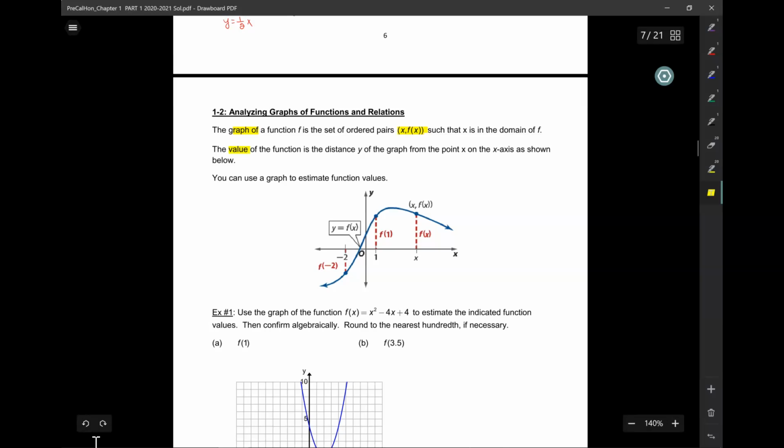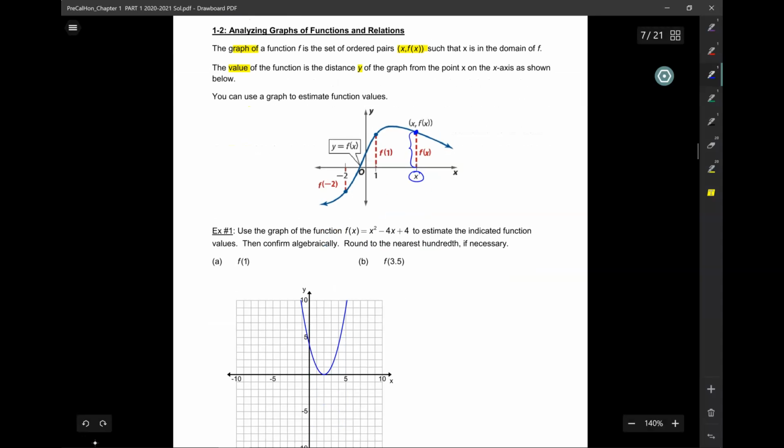When we talk about the value of a function, that's the distance y from the point x, right? So if I pick a point x here, the y value is this. Well, that distance, that's y, or f of x. So that's what we call the value. It's basically the distance between the x-axis and the graph.